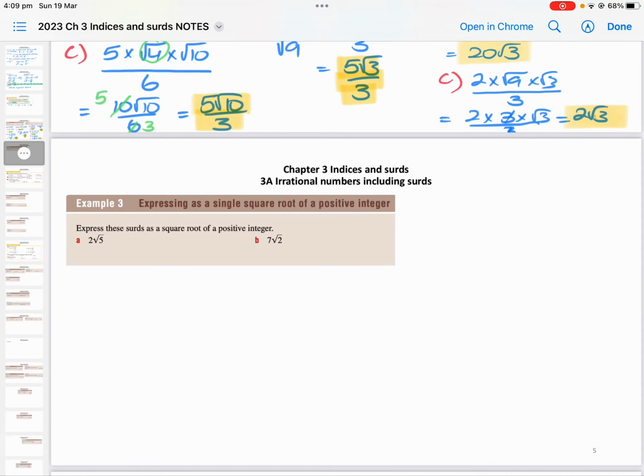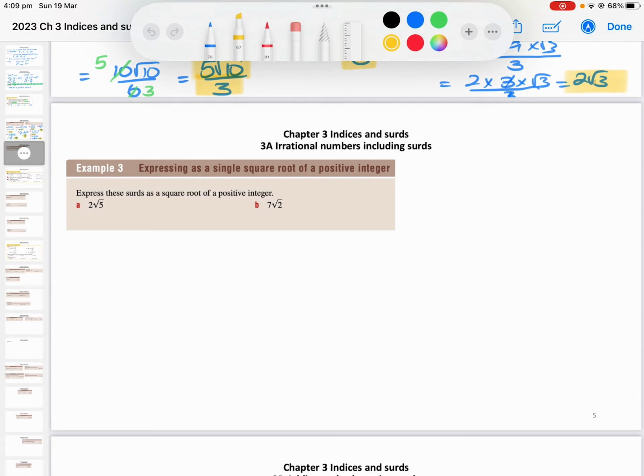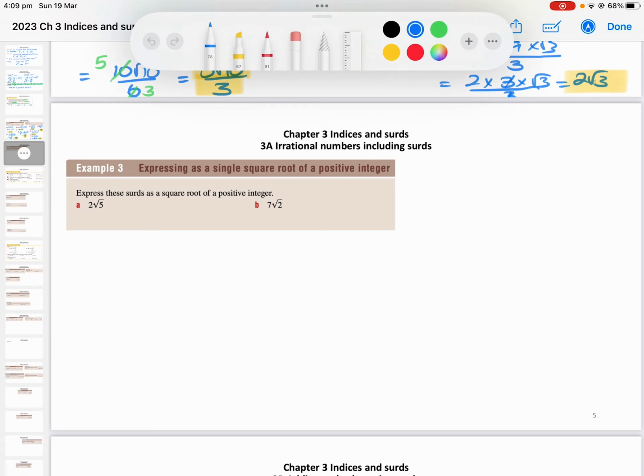So firstly, we'll finish off the notes for 3A. There's just this last slide, slide number 5. So just fill this in, please. So we've got 2 root 5, and we want to express these surds as a square root of a positive integer. So we want to get rid of this 2 out the front.